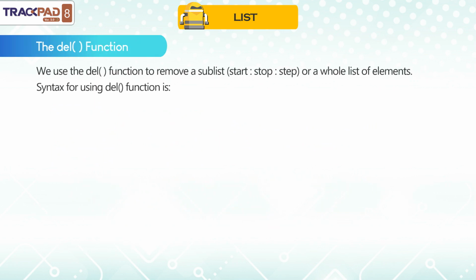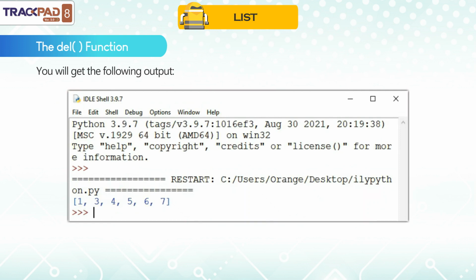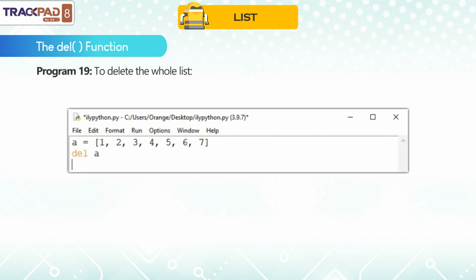The del() function. We use the del() function to remove a sublist (start:stop:step) or a whole list of elements. Syntax for using the del() function is del(). Program 18 to delete elements from the list. You will get the following output. Program 19 to delete the whole list.